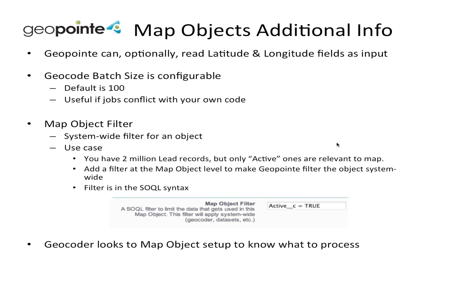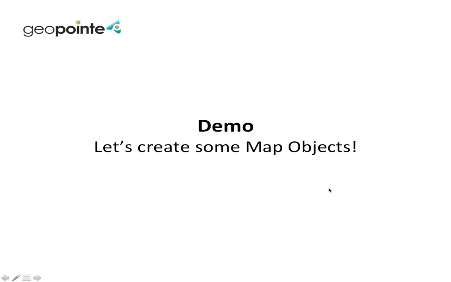Whether you're querying the data or geocoding the data, it makes Geopointe think you have less data there than you actually do. It uses Salesforce's SOQL syntax, and because it's so rarely used, we don't have a UI for you to build the filters for this specific type of filter. We can help you if you don't know the syntax. But again, it's very, very rare that you'd be using it. But it's there. All right, and then the geocoder is going to look to the map objects to know what to process. So that's basically what's mappable.